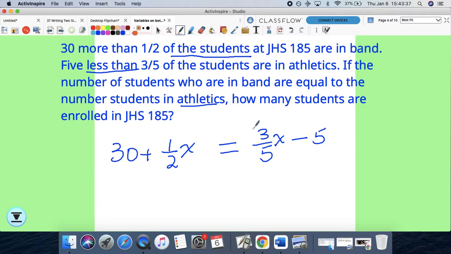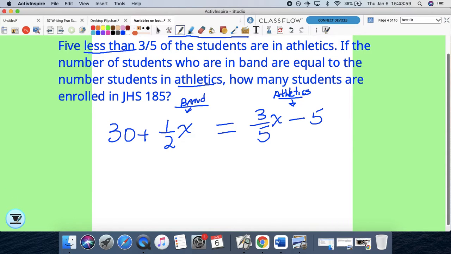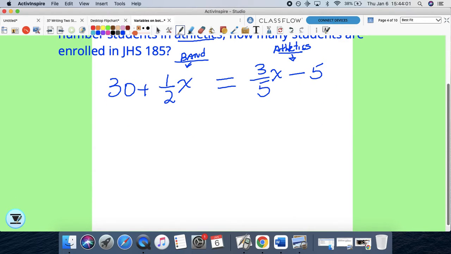So this represents the number of students in athletics. This represents the number of students in band, right? But we do know one thing, that they're equal to each other. Now it's just a matter of solving it. Solve it however you feel like it. You can clear the fractions if you like. So it's really up to you how you solve this.